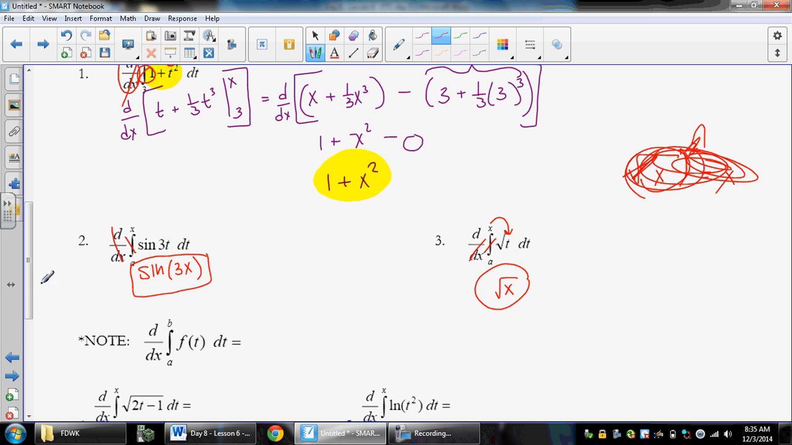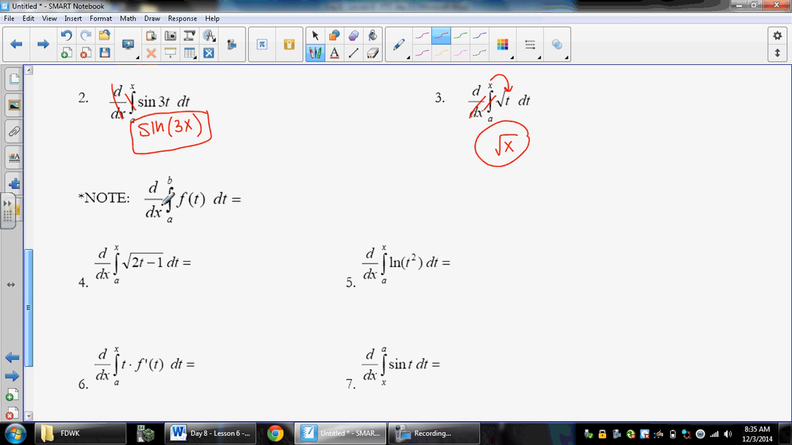Now, be careful. Derivatives and integrals cancel out, but only if you have an x on top here. If I want the derivative with respect to x of an integral from a to b, let's think about that. Well, if I plug in an a and a b, and a and b are both constants, and then I take the derivative with respect to x, you get 0, because the derivative of a constant equals 0.